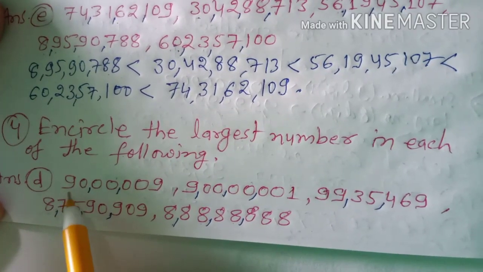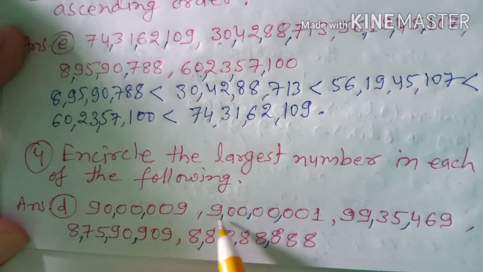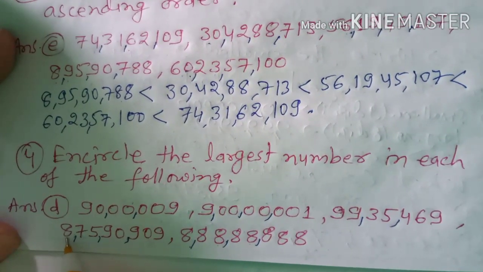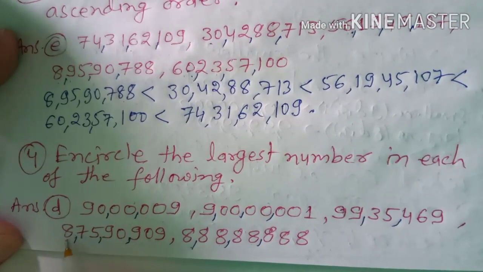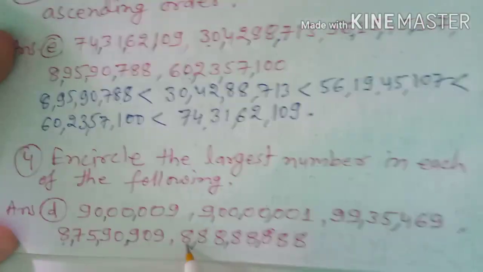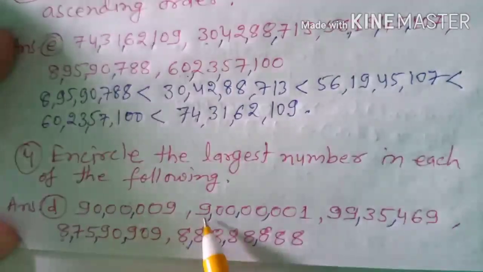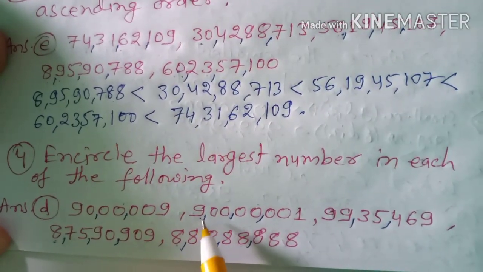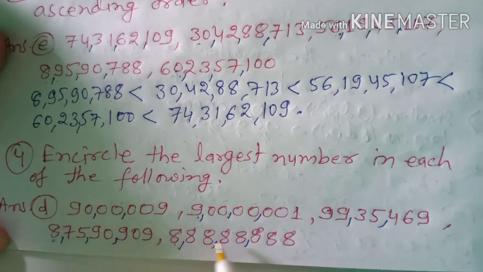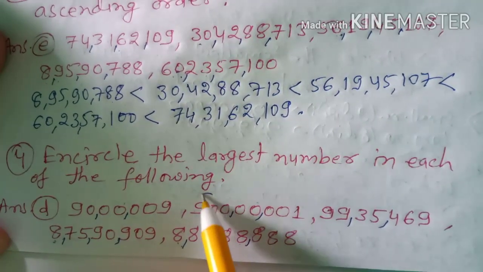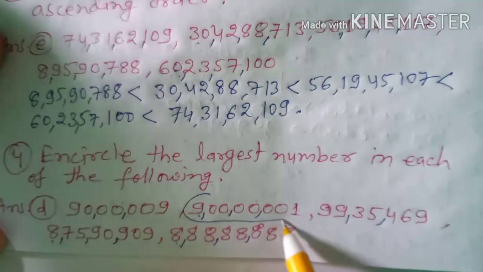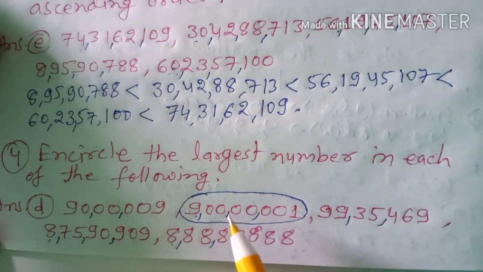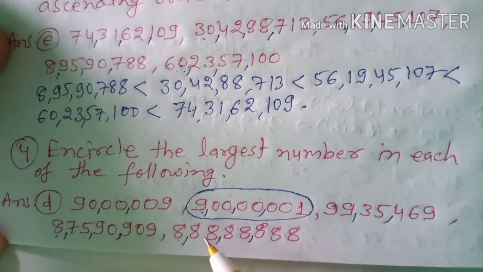This is a 10 lakh number, this is a 9 crore number, this is a 99 lakh number, this has 8 in the crore place, this has 8 in the crore place. So this number having 9 in the crore place is the largest among all these numbers. So we will encircle this number, and in this way you will solve this type of question.